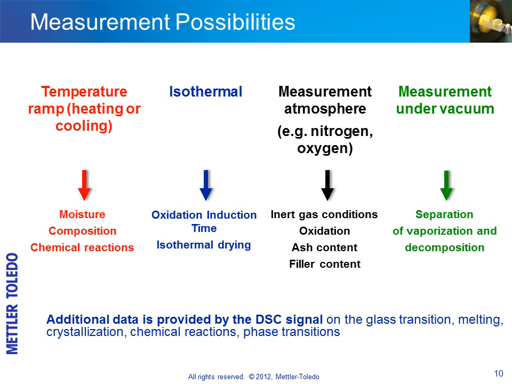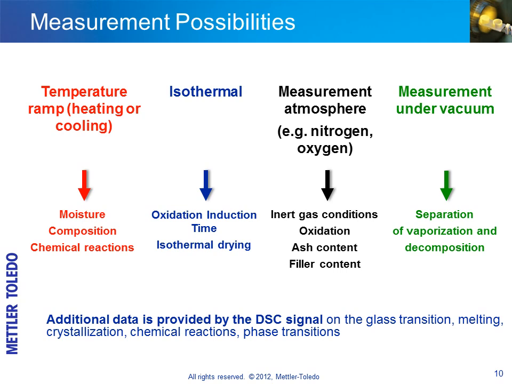The next slide shows some of the different measurement possibilities that the TGA DSC technique offers. TGA DSC measurements can be performed dynamically using a linear temperature ramp or isothermally. Temperature ramps are used to investigate temperature-dependent processes such as the loss of moisture, composition, and chemical reactions. Isothermal measurements are mainly used to determine the oxidation-induction time of materials or to study the release or absorption of moisture.